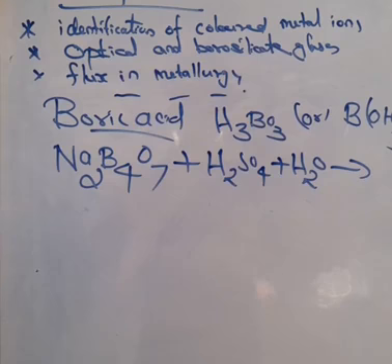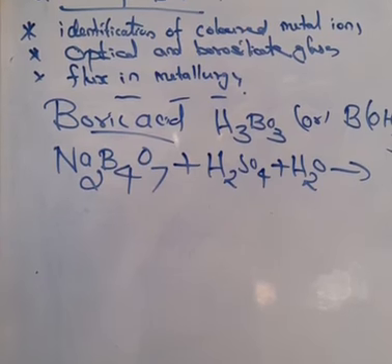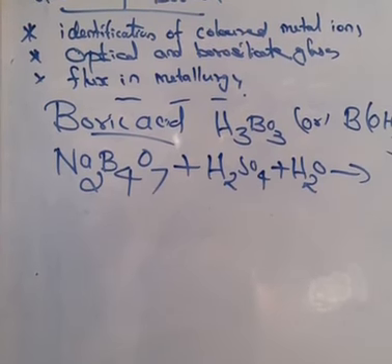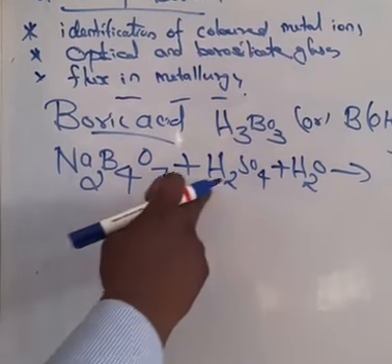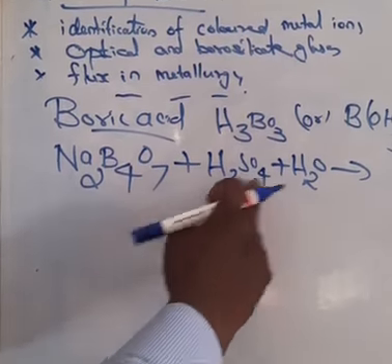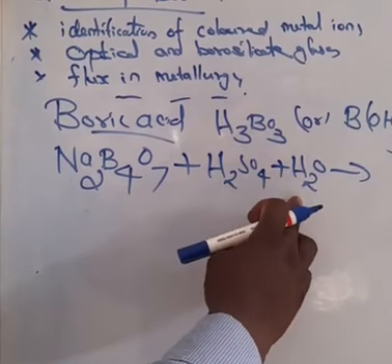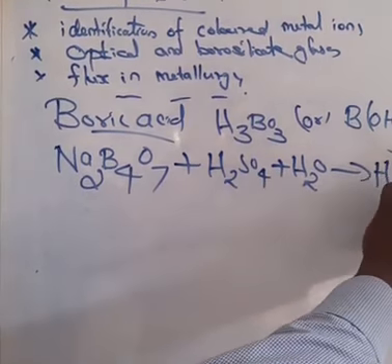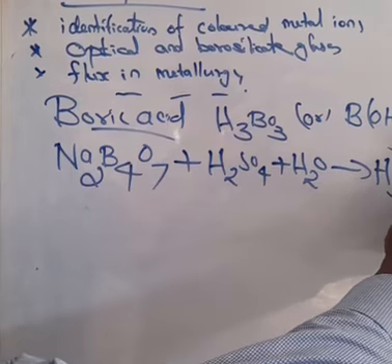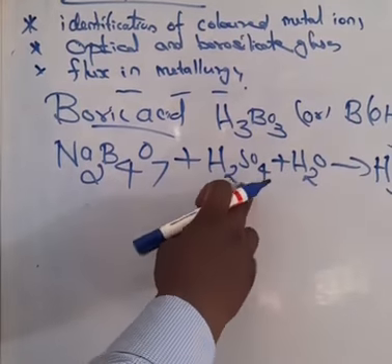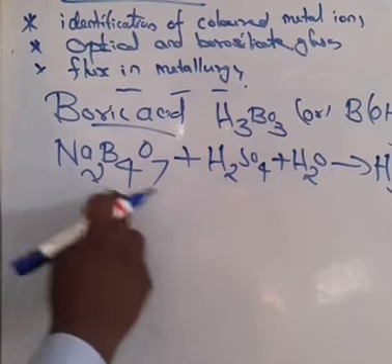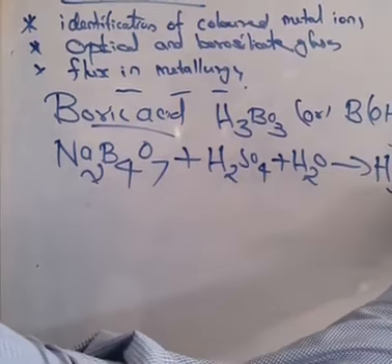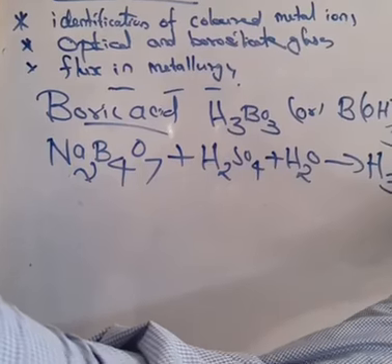How is boric acid prepared? First we are taking borax, formula Na2B4O7, and reacting with sulfuric acid and water, we get boric acid, H3BO3, plus here having sulfate, so sodium combines with the sulfate, we get sodium sulfate, Na2SO4.